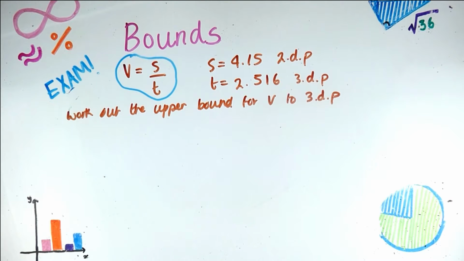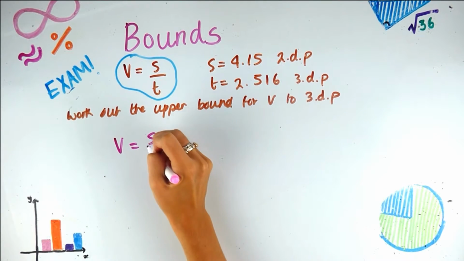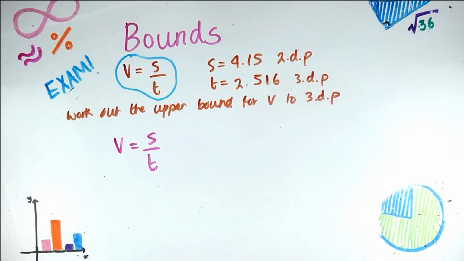So they're mixing it up here. Work out the upper bound for V to 3 decimal places. So we know that V equals, copy out the equation, boom. And we want V to be as big as possible. And there's a division in here, so it kind of gets complicated.